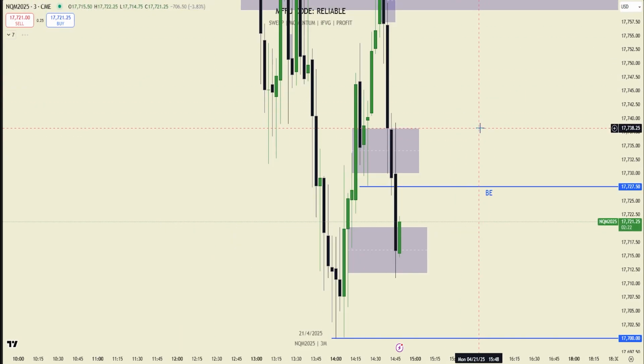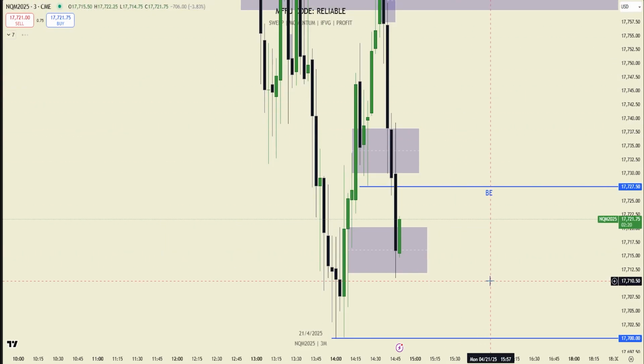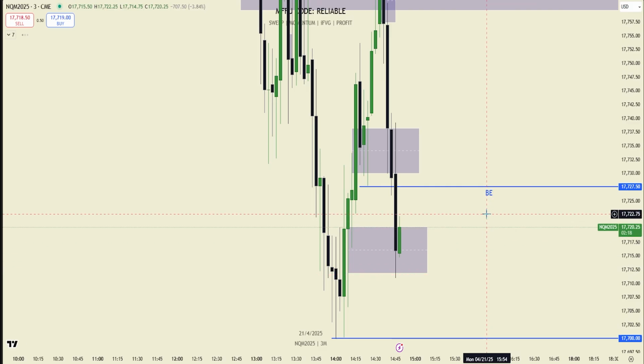I'm salty about this 3 minute for you guys. This was a good trade. That just printed almost 30 points.